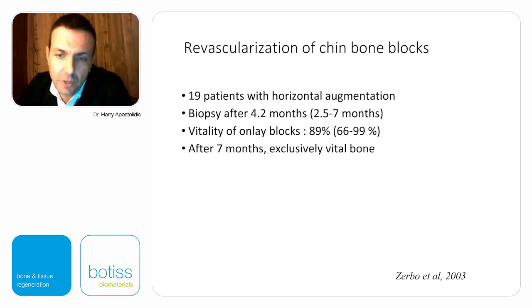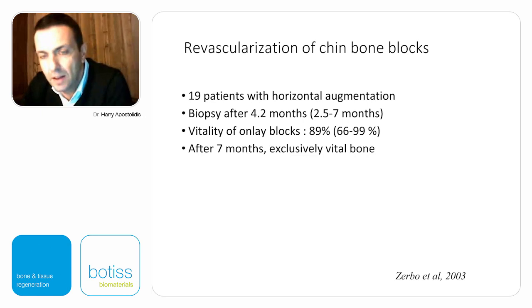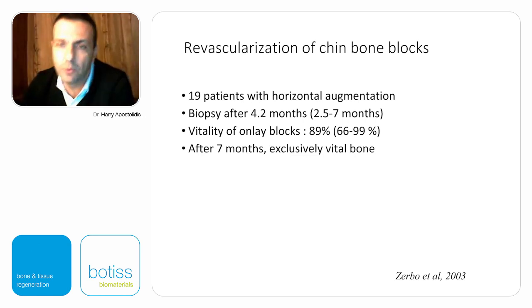But unfortunately, when the patient is dentate and you take the block from the chin, they tell you that they feel numbness on the teeth. Actually, they have this wooden feeling on the teeth. So when the patient is not edentulous, we try to go first to the external oblique ridge, and if we want a lot of bone, then we can go to the chin.